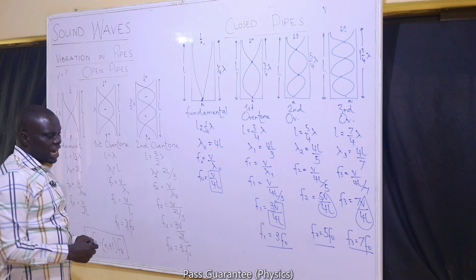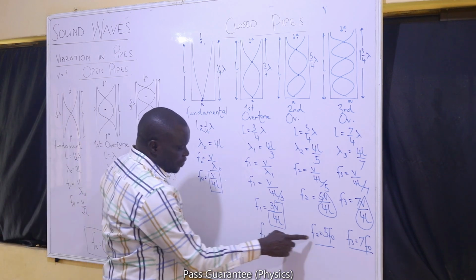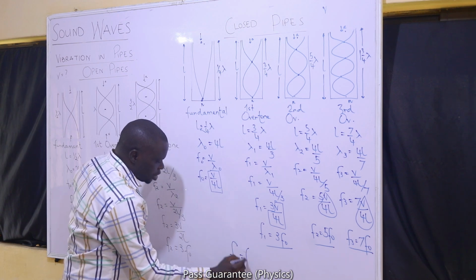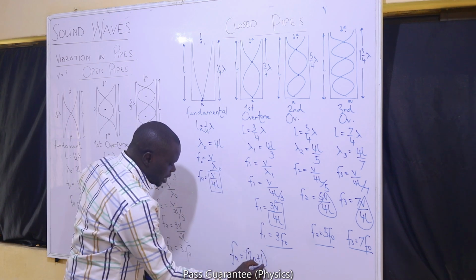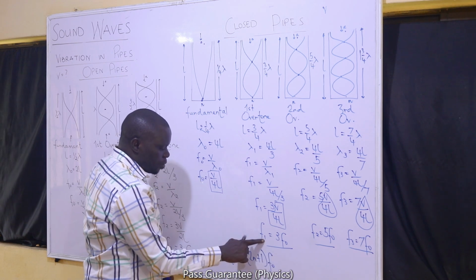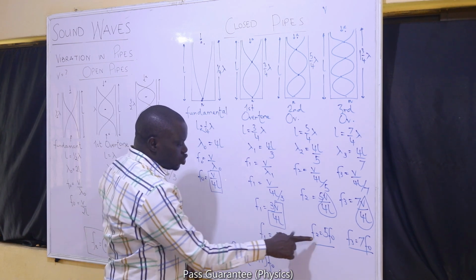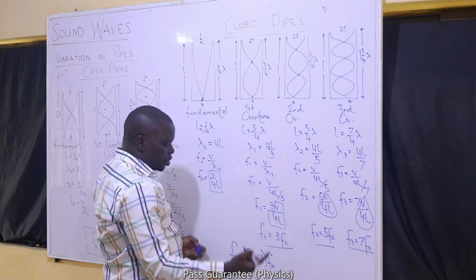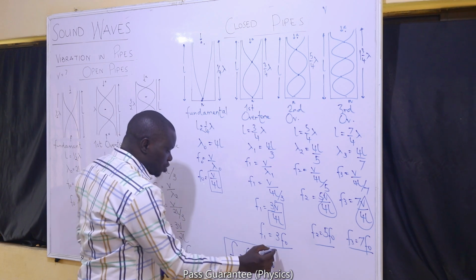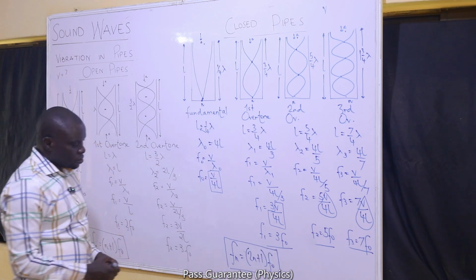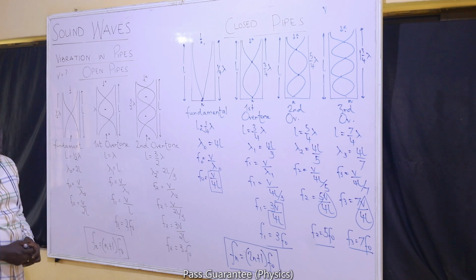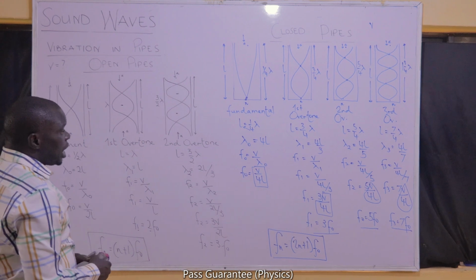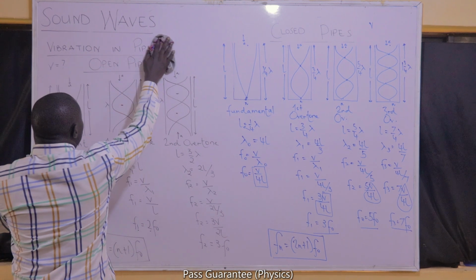So we can therefore generalize: F1 is 3, F2 is 5, F3 is 7. So Fn must be (2n plus 1) F0. If you multiply 2 by 1 plus 1, that's 3. 2 by 2 plus 1, 5. 3 times 2 plus 1, 7. It means the next overtone will be obtained from this formula. And that is how we have been able to prove the frequencies for the closed and open pipe. We now move on to a resonance tube.